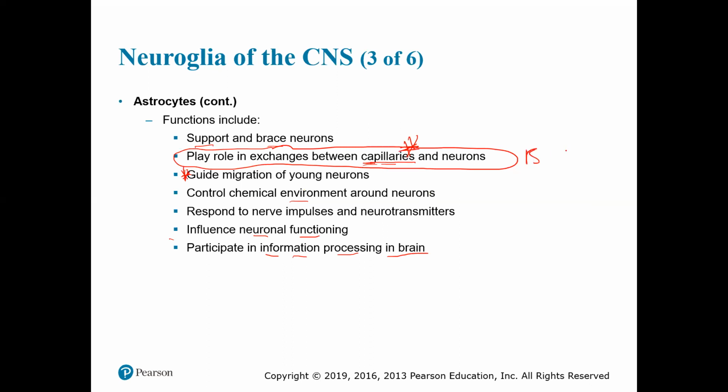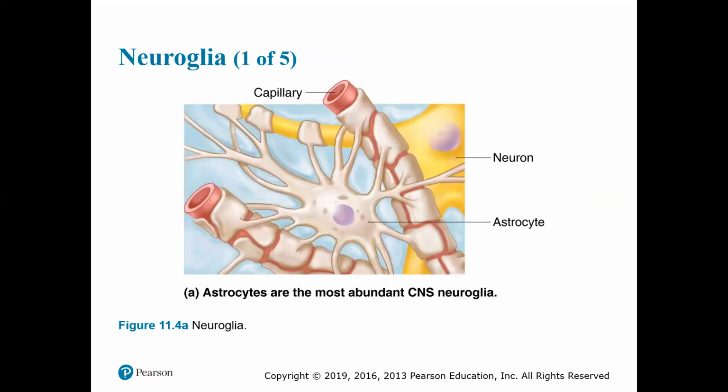So you hear astrocyte, think blood coming into the brain. So that's a nice picture of an astrocyte. Again, here's your neuron back here. It's usually yellow. Here's a capillary. And you see the astrocyte forms like this Spider-Man web right on there to secure and stabilize the blood vessel to the neuron. And of course, this is a cartoon. And it's a lot tighter of a junction between these two, between the astrocyte and the capillary. And it's the most abundant glial cell in the CNS.